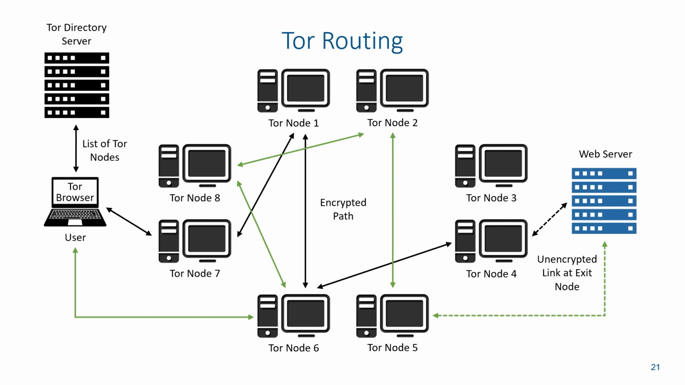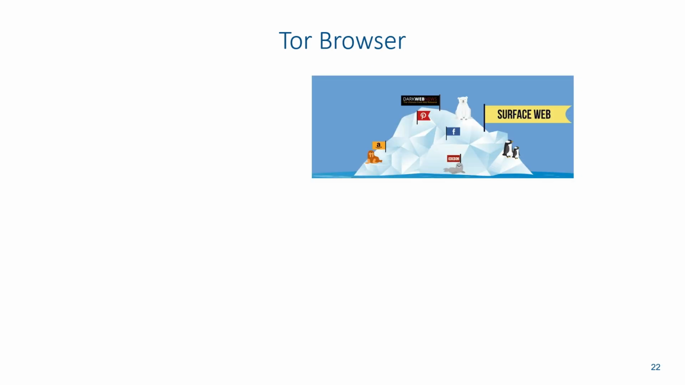So how do you connect to a web server using Tor routing? You're going to use the Tor browser. So the way that you currently interact with the web is probably through the surface. You're going to interact with Facebook or Pinterest or Amazon or Spotify or whatever sites that you use that are freely accessible on the web.